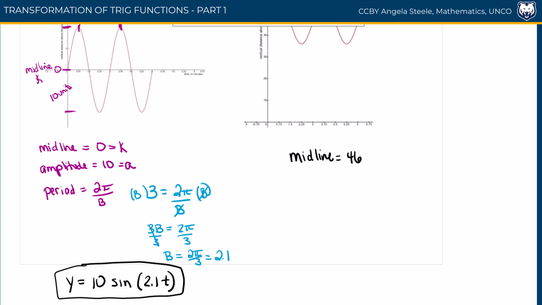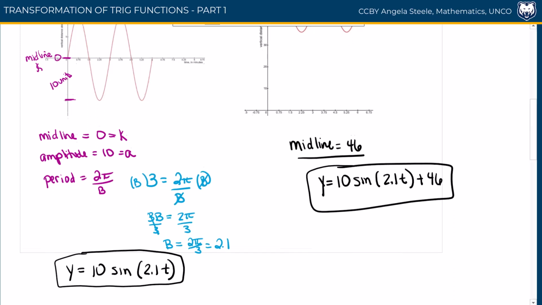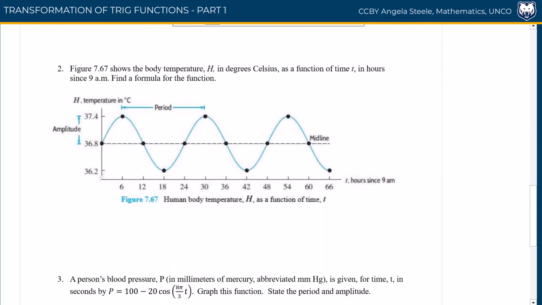We were still a 3-minute rotation, which means that our b value is still going to be 2.1. So this is the only thing that changed in the equation. So then that means our function is going to look like this. Y equals 10 for the amplitude, sine 2.1 for the b value, t plus 46. And that gives us that second equation. All right, let's go ahead and move on to problem number 2.